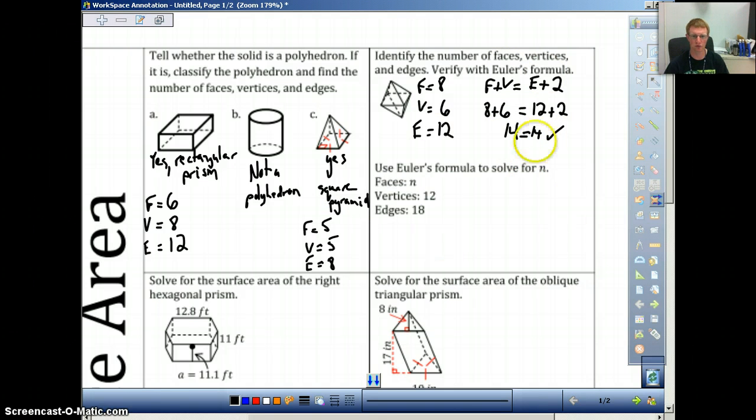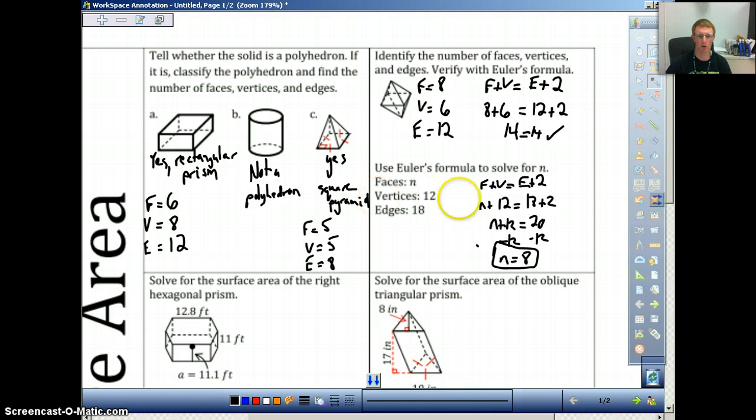All right, again, do this one on your own. We know the number of vertices, we know the number of edges, we're trying to find the number of faces. So use this formula up here to solve for that and hit play when you're ready. Okay, so we have F plus V equals E plus 2. You plug in the 12, the 8, the 18, and then go through and solve, and you should have gotten that there are going to be 8 faces.